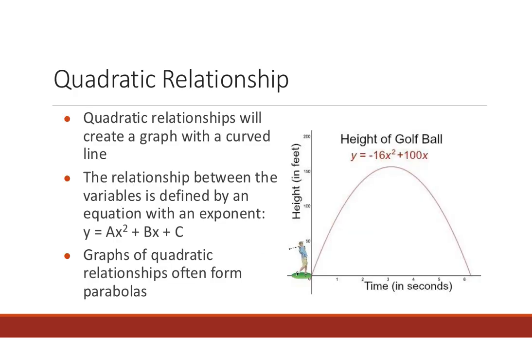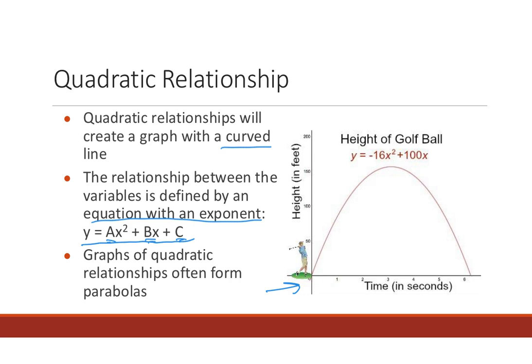The third type of graph shape that you might see when you plot data in class is a curved line, and a curved line indicates there is a quadratic relationship between the variables. In a quadratic relationship, the equation contains an exponent. You can think of it as an equation that says something like y equals ax squared plus bx plus c. A will be some number that is not zero, whereas b and c potentially could be 0. Graphs of quadratic relationships often form parabolas, as we see over here.